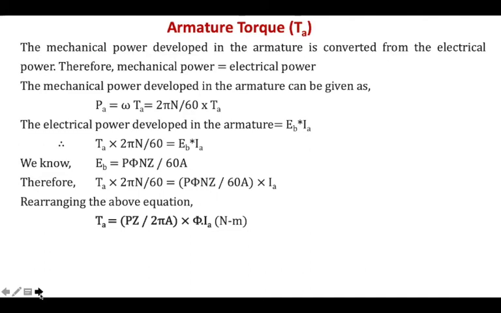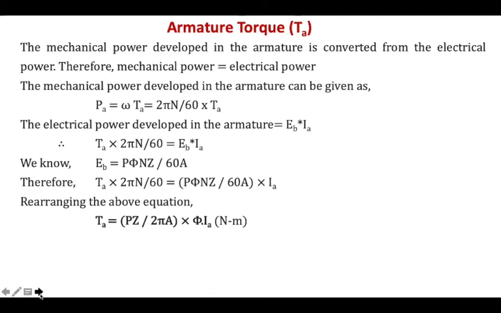You will get this equation. Now just rearrange it and keep all the constant terms of the motor in one group. That is, we can write P as the constant, the number of poles is fixed. The Z, that is, the total number of conductors, is fixed. The number of parallel paths is fixed.